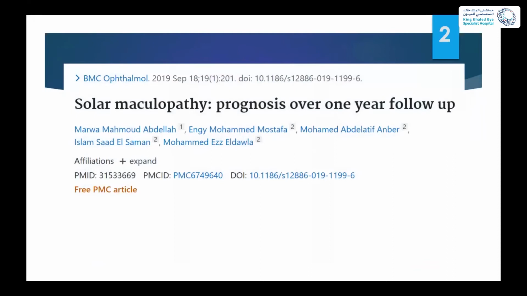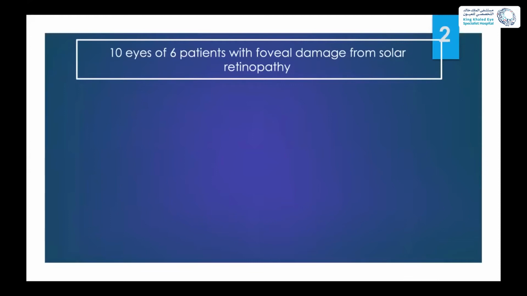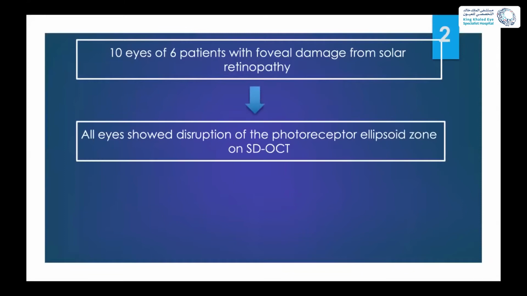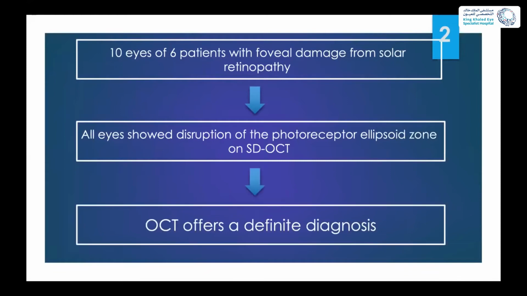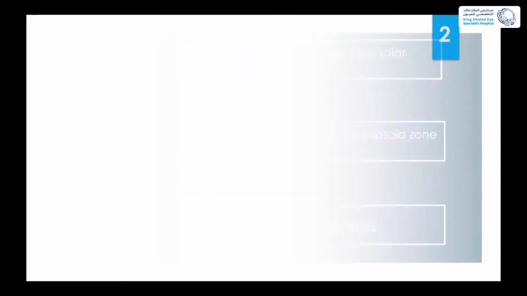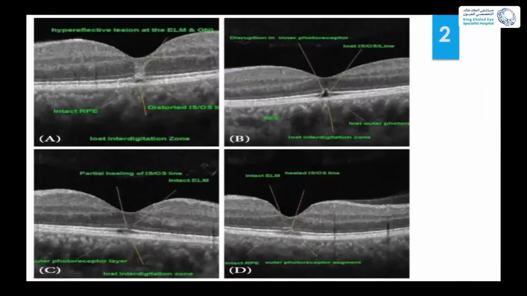So our patient has solar maculopathy, and this is one study titled Solar Maculopathy Prognosis Over 1 Year Follow-up. In this study, they have 10 eyes of 6 patients with foveal damage from solar retinopathy. In all 10 eyes, it showed focal ellipsoid loss in spectral domain OCT. And they conclude in this study that OCT offers a definite diagnosis for solar retinopathy, but you have to ask in history. And in this study, they showed the progression of this ellipsoid zone over months.